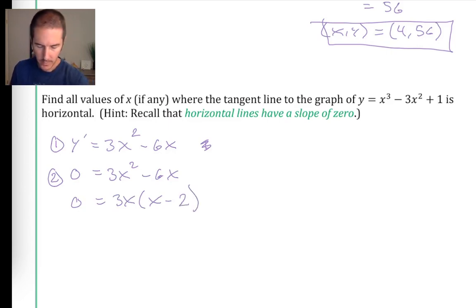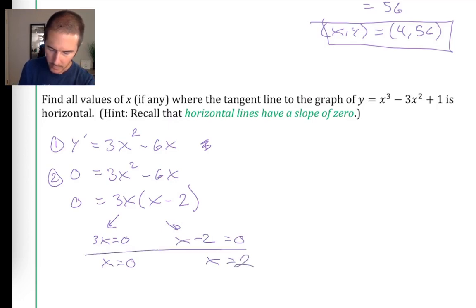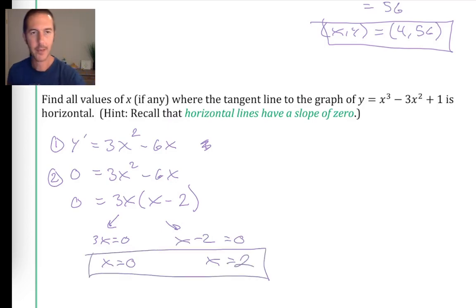Looks good. And then we'll solve that by taking the 3x and setting it equal to 0 and the x minus 2 and setting it equal to 0, which gives us an x value of 0 and an x value of positive 2. So those are the x values of a couple of points on the original function where the slope of the tangent line would be 0. In other words, where the tangent line is horizontal.